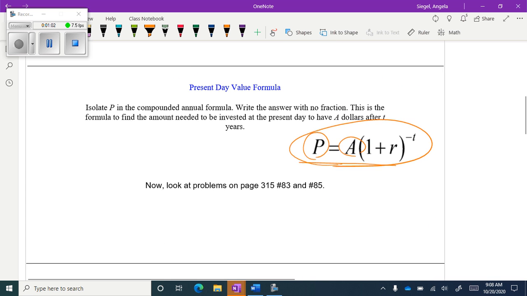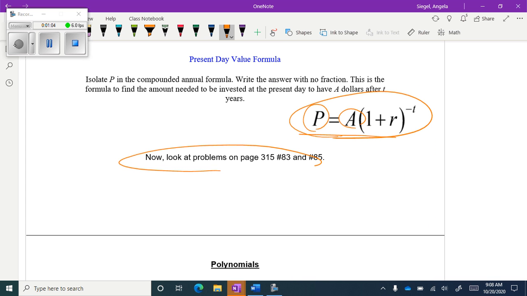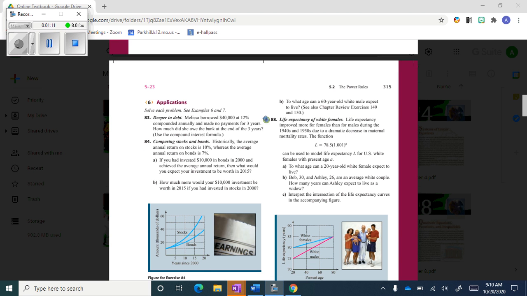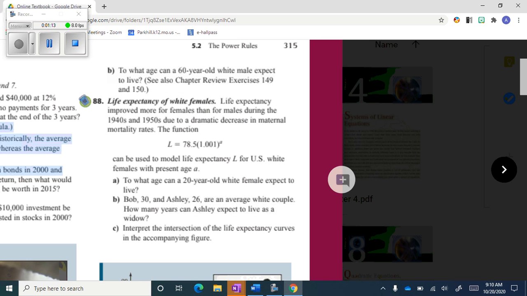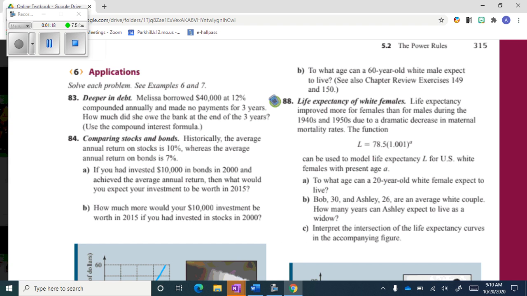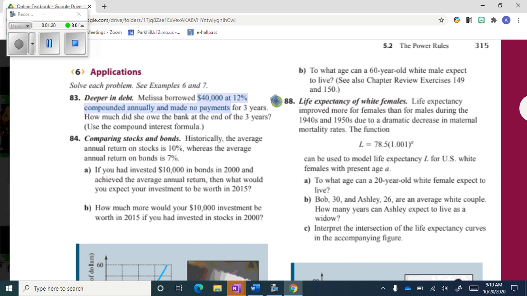Okay, so what I want you to do is look in your books on page 315. We're going to look at problem number 83 and 85. Problem 83 talks about how Melissa borrowed $40,000 at 12%. So that's our beginning amount, 40,000. 12% is our interest rate, and she made no payments for 3 years. How much did she owe the bank at the end of 3 years?